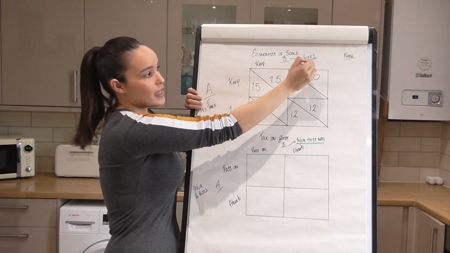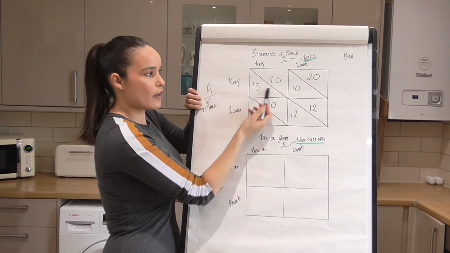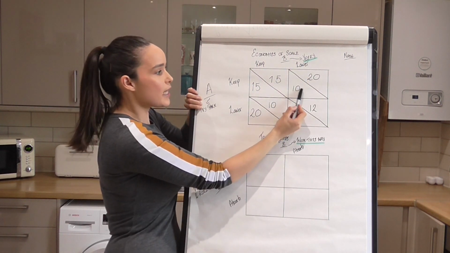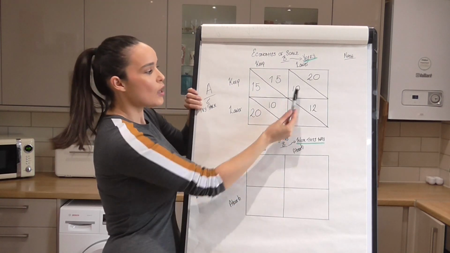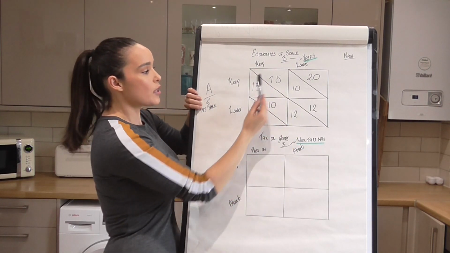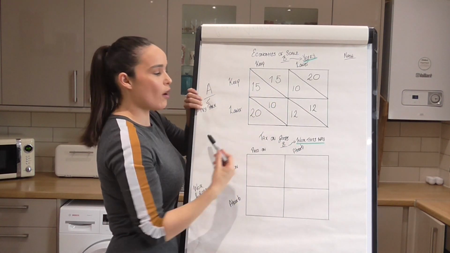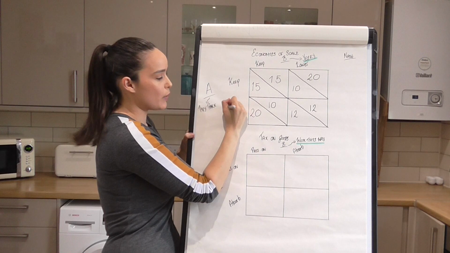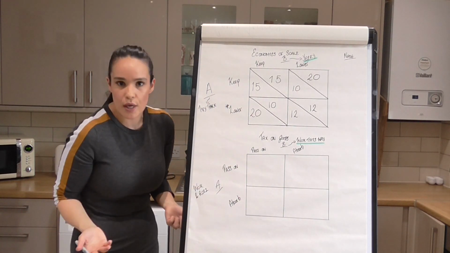But if Yeezy decides to lower, then she faces the same decision. If she keeps hers, she gets 10. If she lowers hers, she gets 12. Well, 12 is better than 10. So in either scenario, it doesn't matter what Yeezy does, she's better off lowering her prices. Again, it's a dominant strategy, right? This is what she will choose to do.